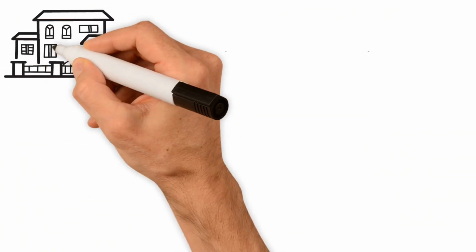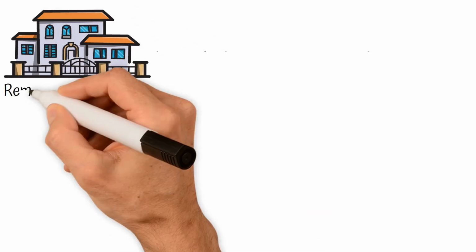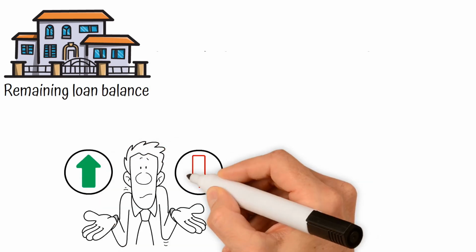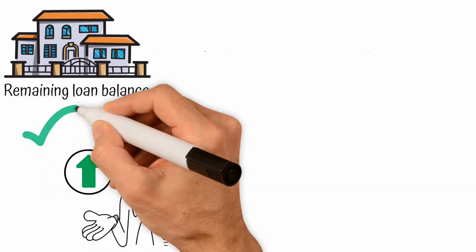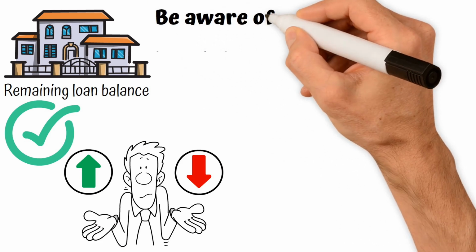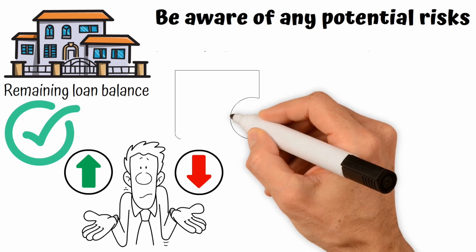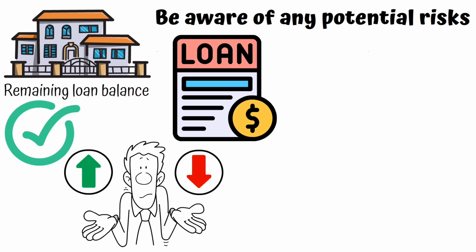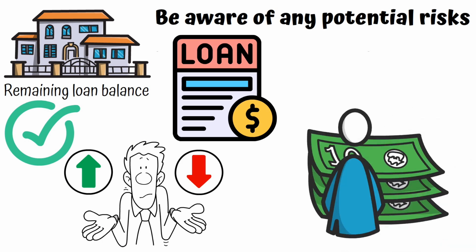First, you should ensure that the property's value aligns with the remaining loan balance. Secondly, assess the current interest rate compared to the prevailing rates to ensure you are getting a favorable deal. Lastly, be aware of any potential risks associated with assuming a loan, such as assuming the previous borrower's credit history.